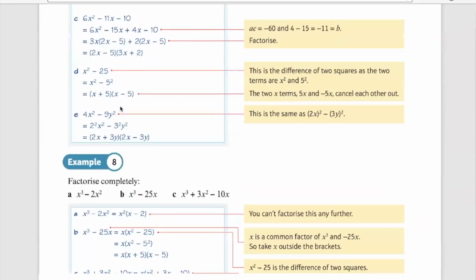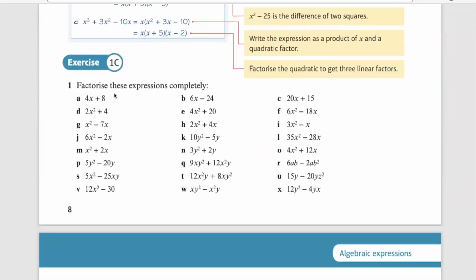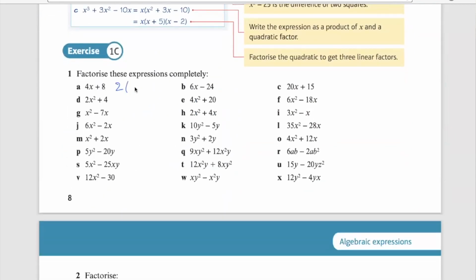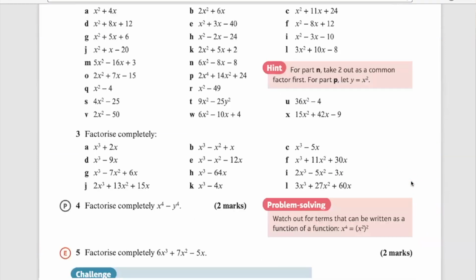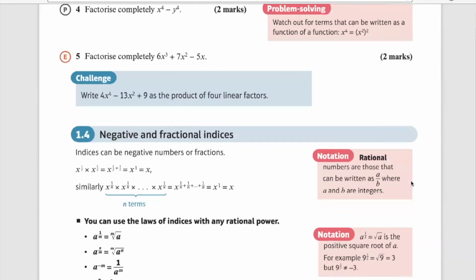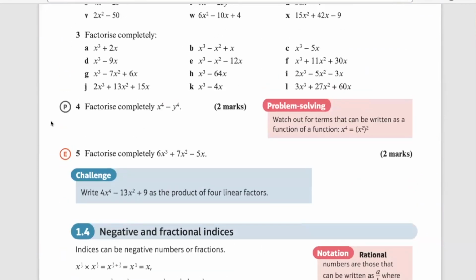Again, factorization. Factorize these expressions. For example, we take out common 4 and you're left with x plus 2. Or if we have this 4 and y, you're left with 3y minus x. So factorizing. Can you tell me how we'll solve this one? x4 minus y4.